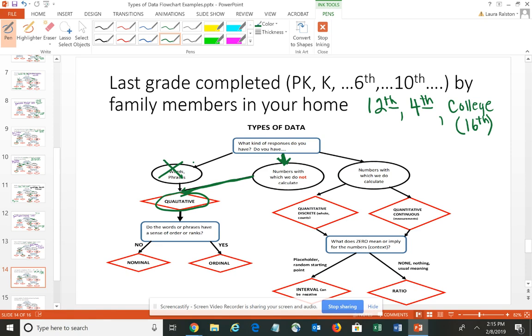And then you want to think about, do you have a sense of order? And there is a sense of order here, guys, because we know pre-K comes first, then kindergarten, first grade, second grade, third grade, and so forth. There is a sense of order to it. So we would have to say, yes, there is a sense of order. Because there's a sense of order, it is ordinal. So the last grade completed by your family members would be qualitative. It's just a label, even though some of the responses may be numbers, and it is ordinal. Okay, there is a sense of order.